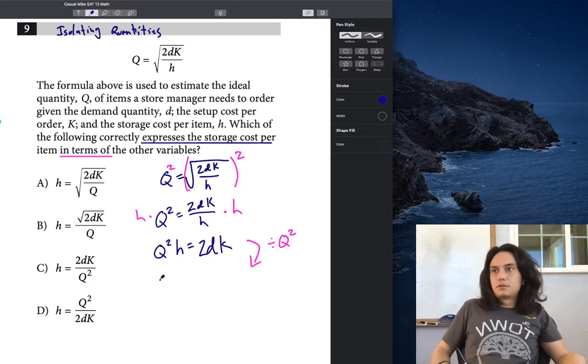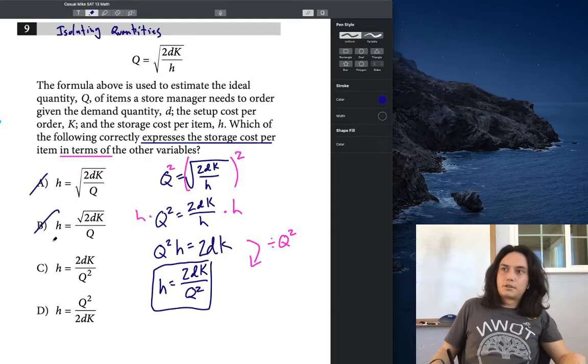That's going to give us what? h equals 2dk over q squared. That's the answer. So forget these radical ones, because we know our answer doesn't have any radicals in it. And then it's this. It's not this, because this is the wrong way around. It's top to bottom flipped.